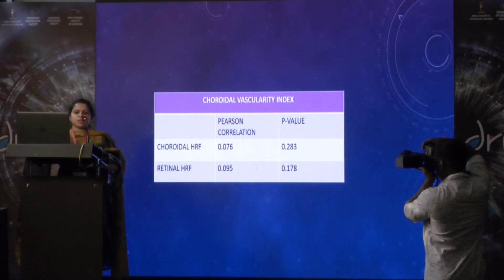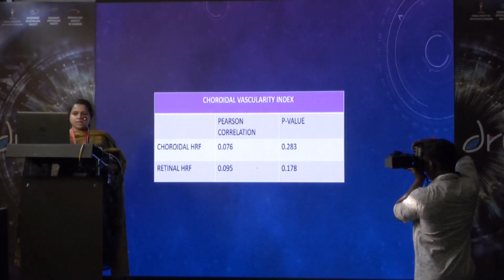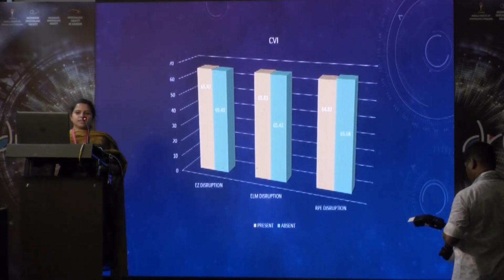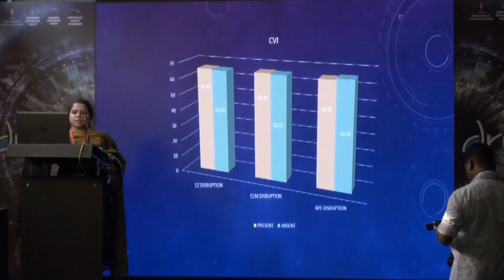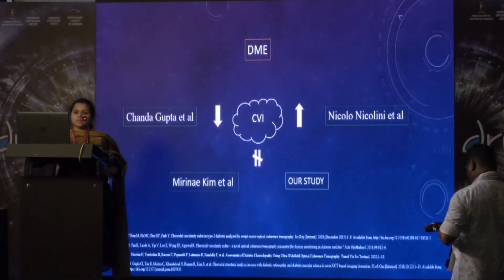On comparing the number of choroidal and retinal hyperreflective foci with the choroidal vascularity index also, no significant association was found. And the outer retinal factors like ellipsoid zone disruption, ELM, and RPE disruption were also not influenced by the choroidal vascularity index. Now to the discussion.